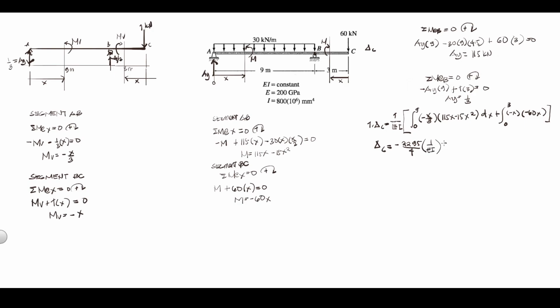Okay? Yan. So, what is our answer for delta C? So, pwedeng lagay dito, 2295 all over 4, all over EI. So, 200 gigapascal times 10 raised to 6, and then we have 800 times 10 raised to 6 also, all over 1000 raised to 4. So, what is delta C? This is in meters.